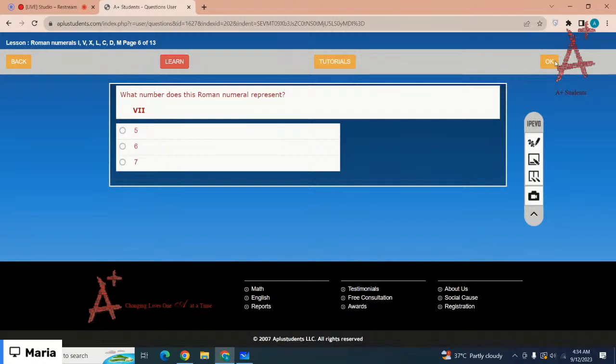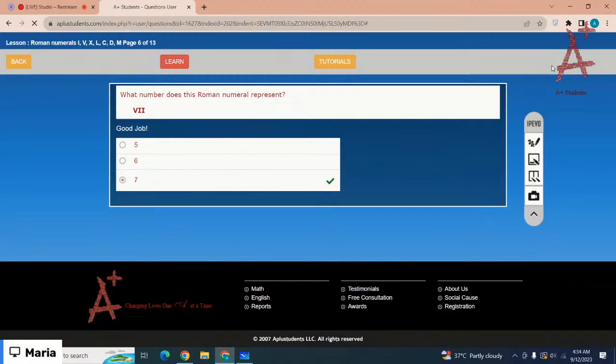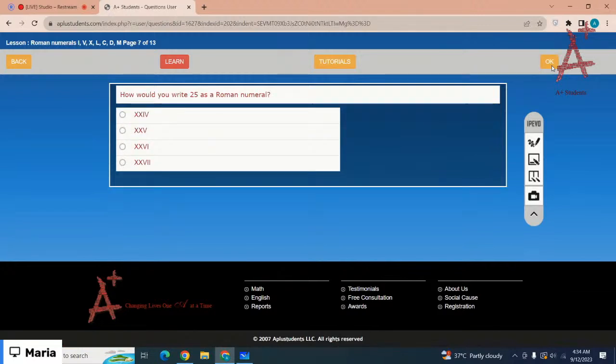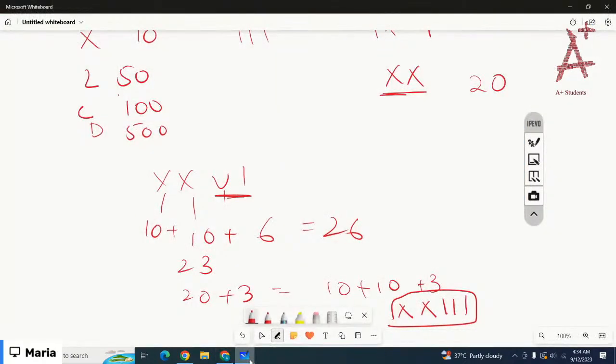The correct option is yes, it is 7. How would you write 25 as a Roman numeral? So you have to write 25 as a Roman numeral, right? How do we write that? That is 25.